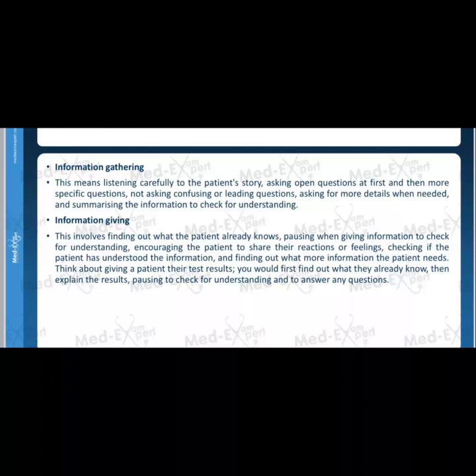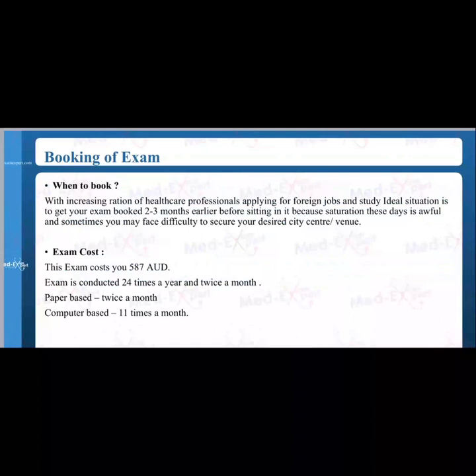Always ask your patient, are you getting me? Am I understandable to you? Do you have any more questions? Something like this, so that it gives an impression that you are making yourself clear to your patient. Think about giving a patient their test results. You would first find out what they already know, then explain the results, pausing to check for understanding and to answer any questions. So this was all about OET scoring criteria.